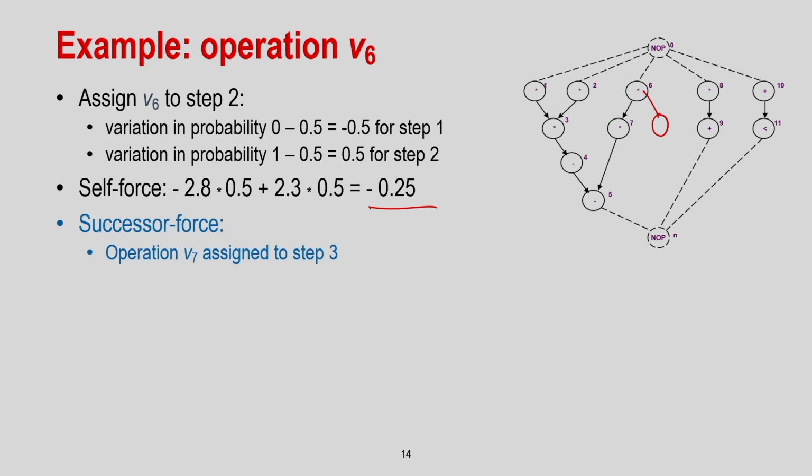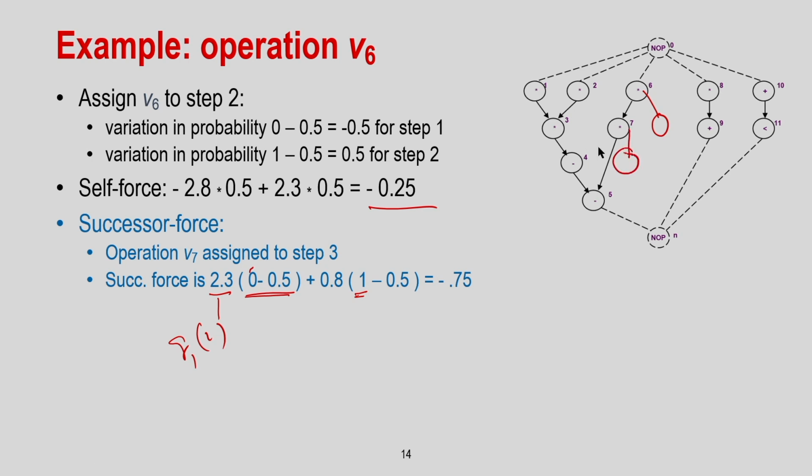So, what we can do now is, successor force. This 0.3 is the Q operation in timestamp 2, the type distribution of operator type in timestamp 2. Now this 7 cannot be scheduled in timestamp 1 or timestamp 2, so that is why it is 0. But it must be scheduled in timestamp 3, right, because it is going to be scheduled here now. And the type distribution Q13 is 0.8, which we have already calculated, right. So, this is the self force. If I just calculate this equation, you will get minus 0.75, right.